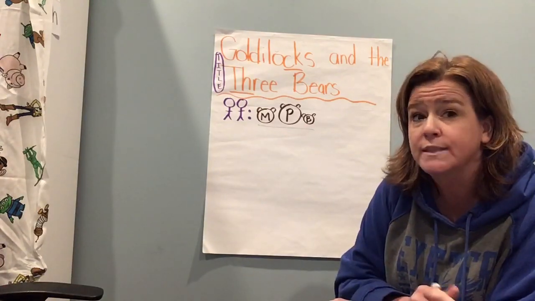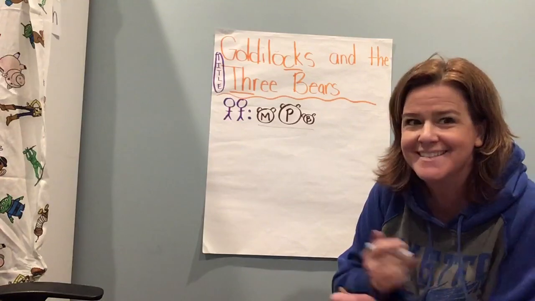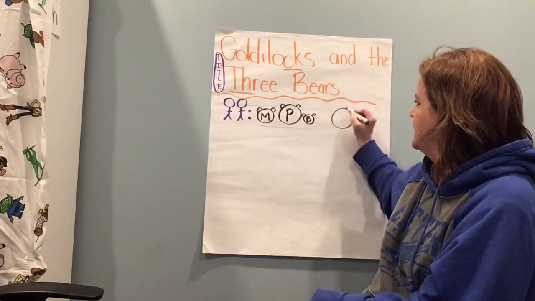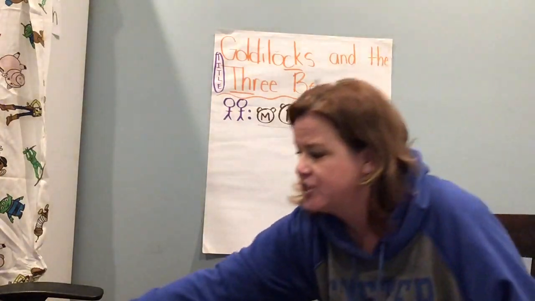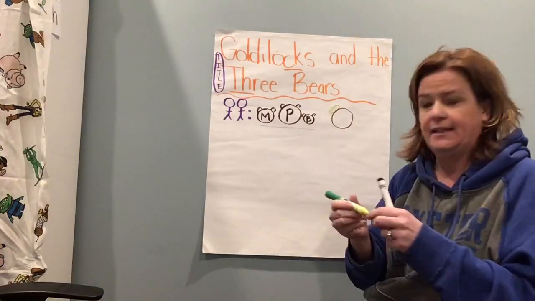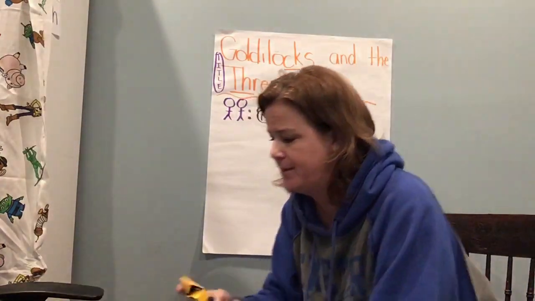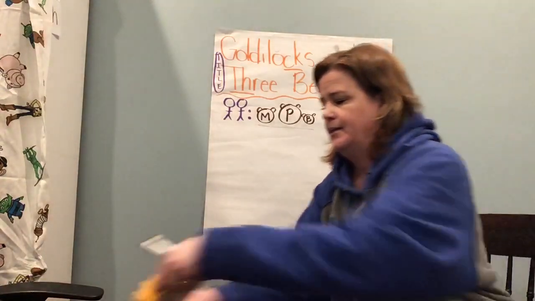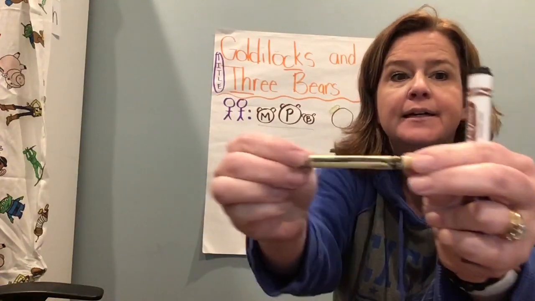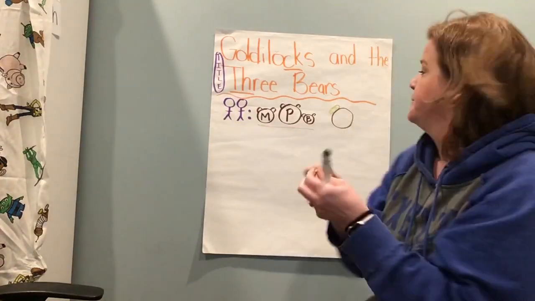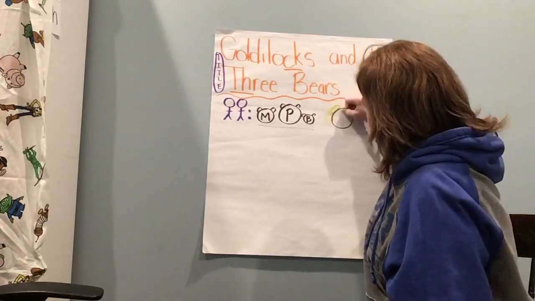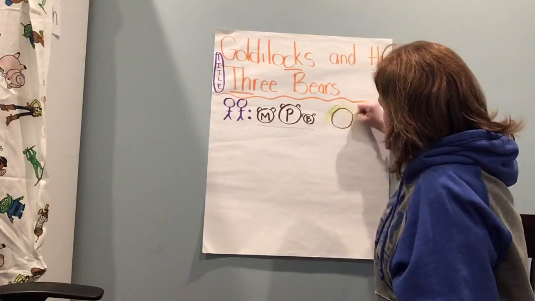Who else is in Goldilocks and the Three Bears? Exactly, Goldilocks. So for Goldilocks, I'm going to put a head there. And she had golden hair, yellow hair. So I'm going to, oh my gosh, that looks green. We do not want that. Maybe I'm going to use my crayon. I'm going to use a yellow crayon. Now remember from last week, I put a little line there so I knew it was the real yellow. So I'm going to put curly yellow hair on Goldilocks because she had curly yellow hair.